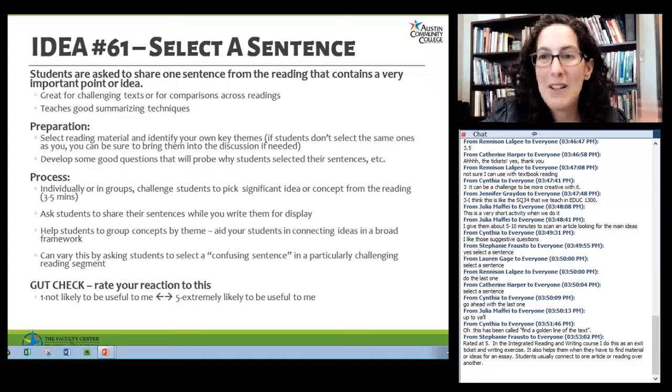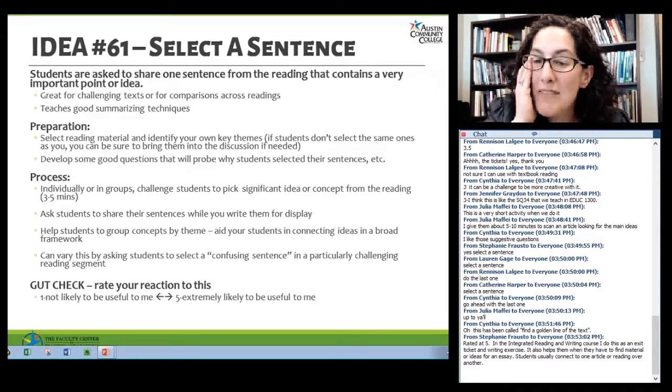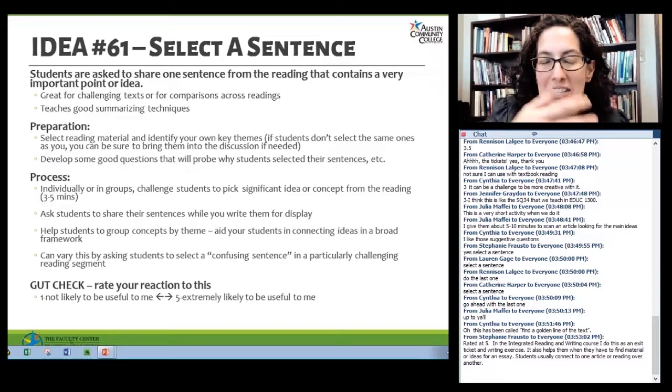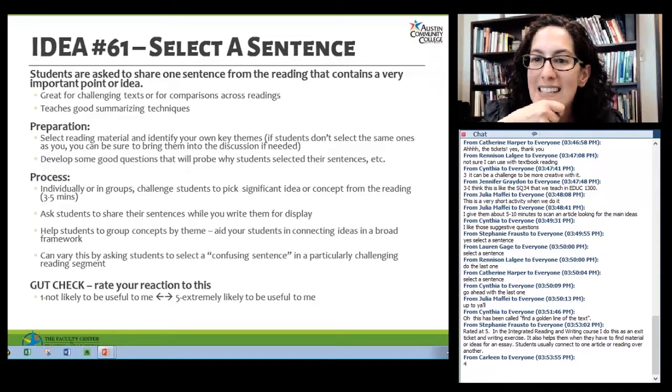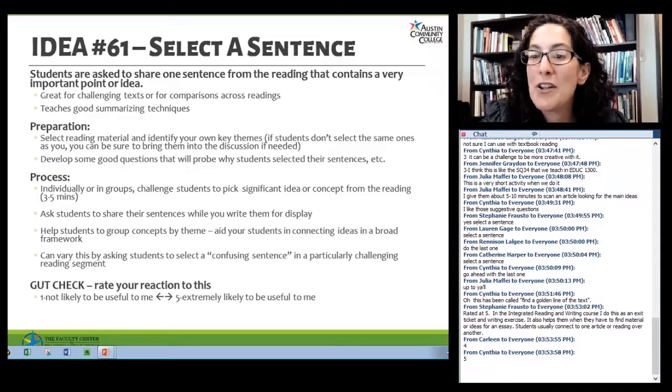Yeah, I've heard that activity. It's the golden line. So it's the same exact thing. Select a sentence is the golden line. And so Stephanie's given it a 5, and you guys can go ahead and chat in with your ratings. That would be awesome. In the integrated reading and writing course, she does this as a class exit ticket and a writing exercise. It helps them when they have to find material or ideas for an essay. Yeah, that's a great idea.